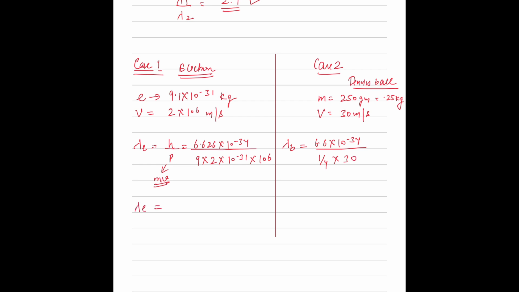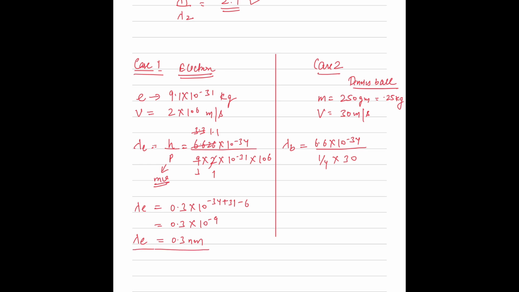Now, lambda of the electron will be how much? Here we have 9 into 2, so if we cancel it, it comes out to be 3.3, and further solving, about 0.3, into 10 raised to power minus 34 plus 31 minus 6. So it will be 0.3 nanometer. This is the value we have obtained, which is measurable.